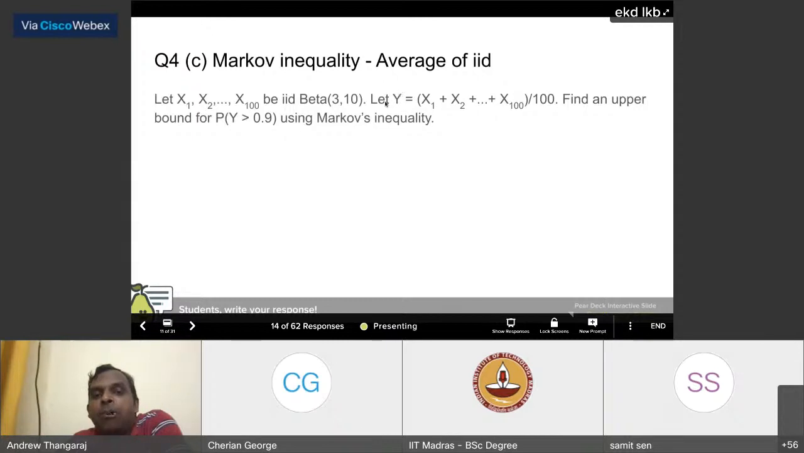Once you find the expected value of y, it's a textbook problem to use the probability that y is greater than 0.5, right? So once you do that, your Markov's inequality is done. Okay.